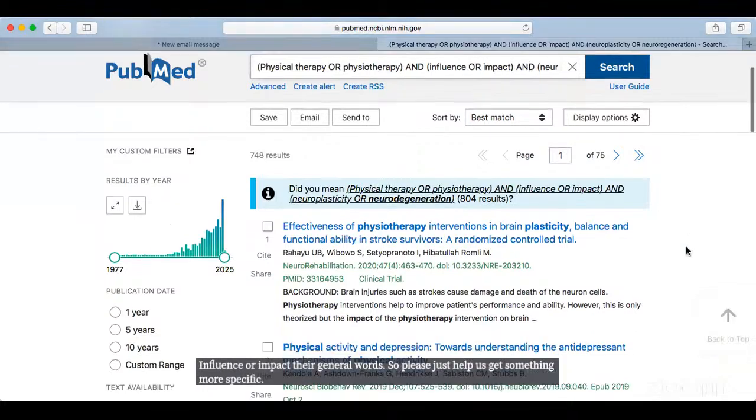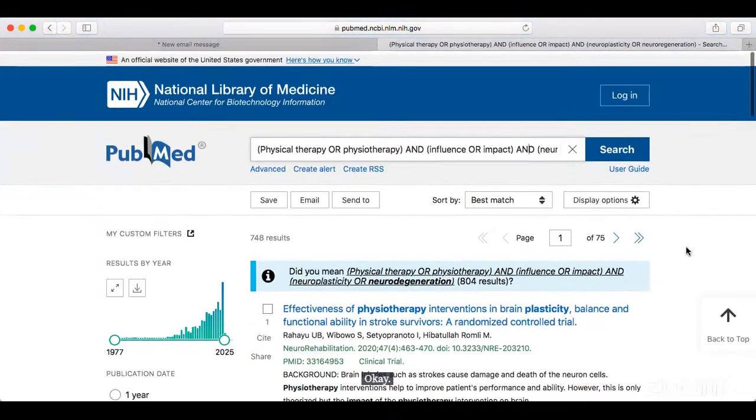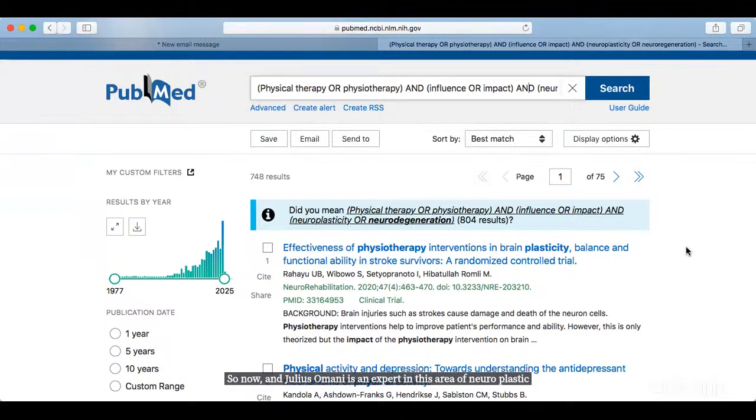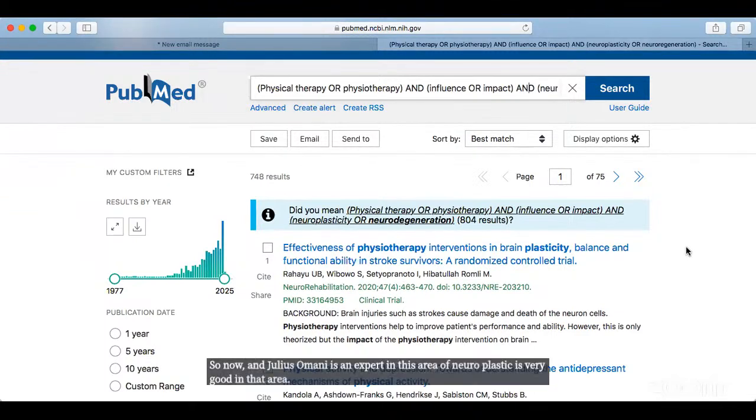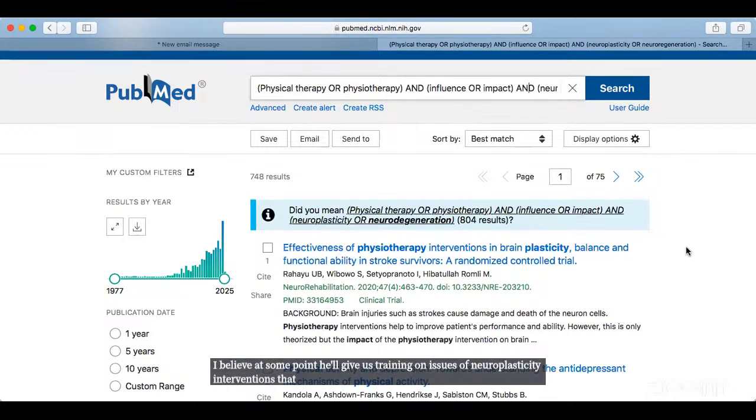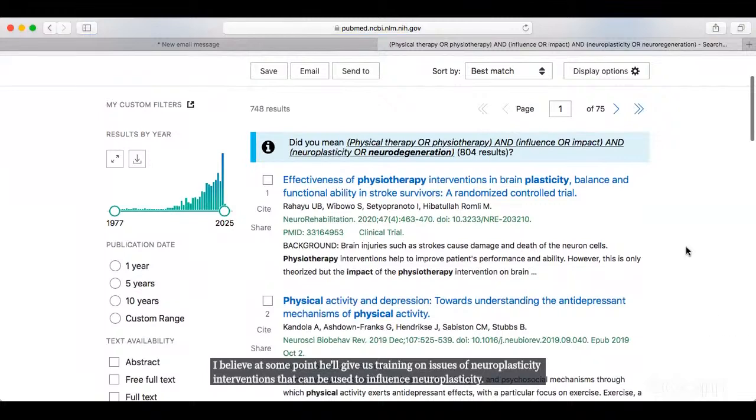Okay. So now, Jibril Samani is an expert in this area of neuroplasticity. He's very good in that area. I believe at some point he'll give us a training on issues of neuroplasticity, interventions that can be used to influence neuroplasticity.